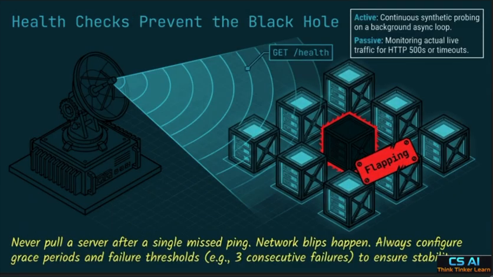Load balancers must prevent the black hole via health checks. Active checks involve continuous synthetic probing on a background loop, asking, "Are you okay?" Passive checks monitor live traffic for 500 errors or timeouts. A crucial tip: never pull a server after a single missed ping. Network blips happen all the time. Always configure grace periods and failure thresholds, like 3 consecutive failures, to prevent flapping, where a server is repeatedly joined and removed from the pool.